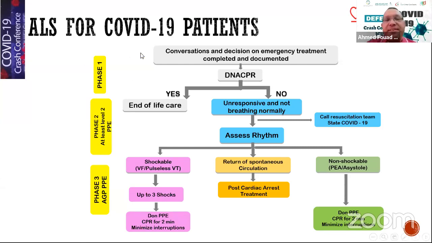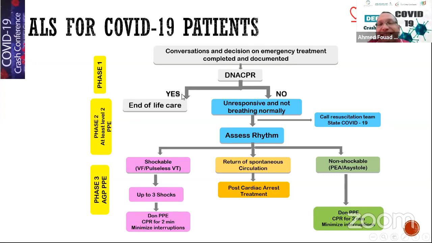First, there are 3 phases. In phase 1, you have to decide if your patient is DNR or not. If DNR, don't resuscitate him. And Dr. Rahim mentioned earlier how sometimes you can assess and decide on DNR based on his comorbidity, the severity index and the criteria. This is phase 1. So if he's not DNR, you need to proceed.